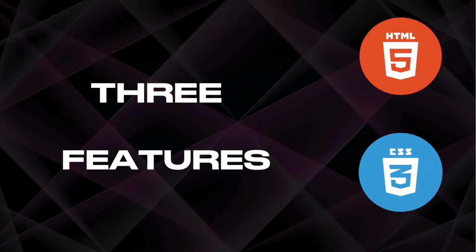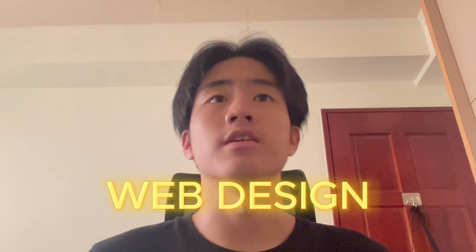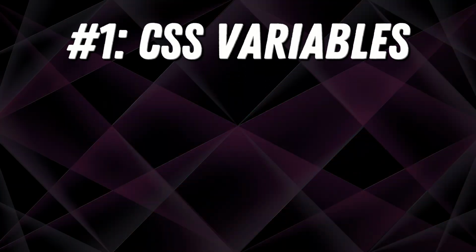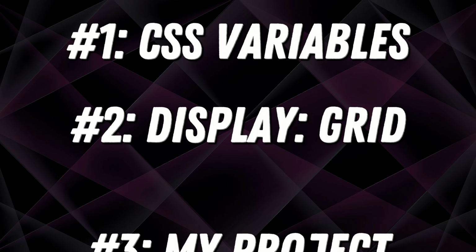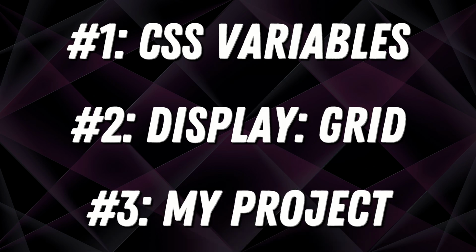Guys, in today's video, I'm gonna talk about three things in HTML and CSS web design. The first thing is CSS variables, the second thing is grid display CSS, and the third thing is the certification project that I built. And this is day 7 of learning web design on FreeCodeCamp.